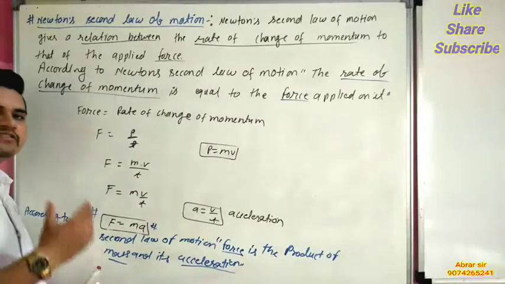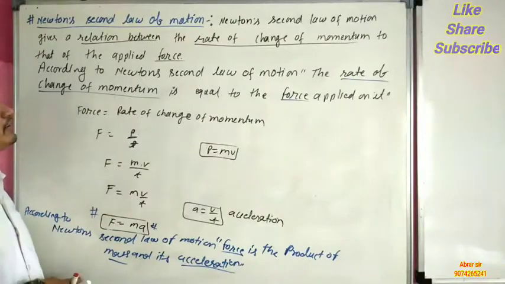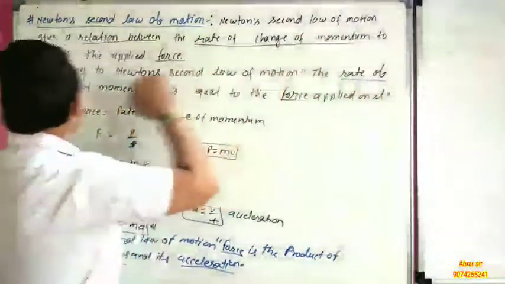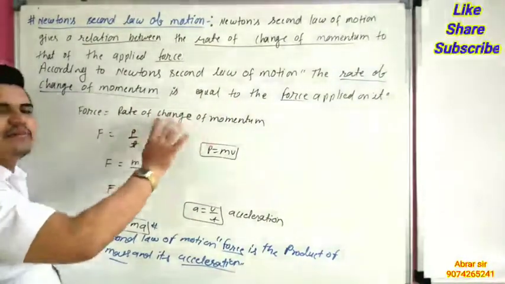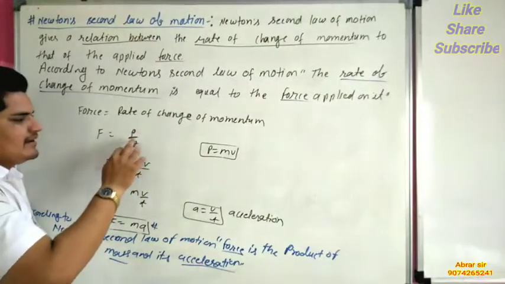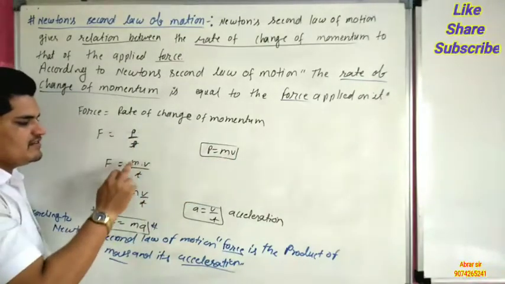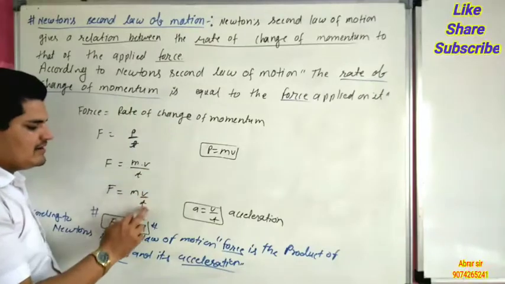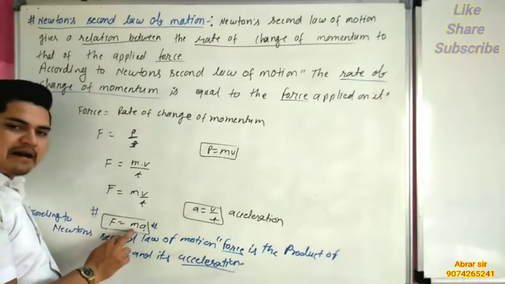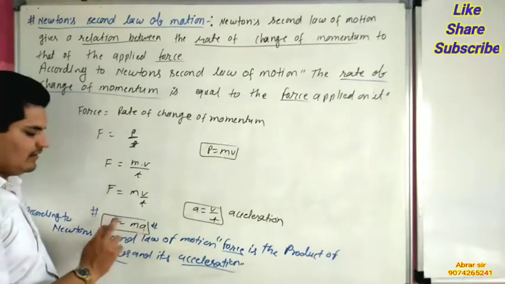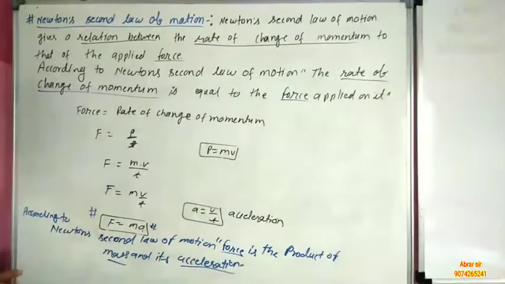So Newton's second law of motion is a relation between change of momentum and force. According to this law, the rate of change of momentum is equal to the force. Rate of change of momentum can be written as P by t, where P is momentum, and momentum is mv. V by t is called acceleration. So force is the product of mass and its acceleration. We can remember this formula with the trick: father is equal to ma. So this is Newton's second law of motion.